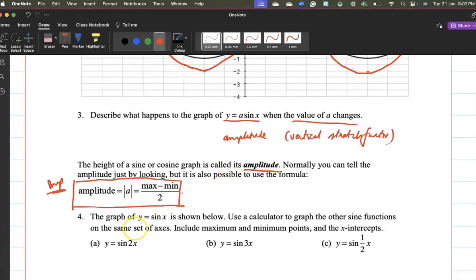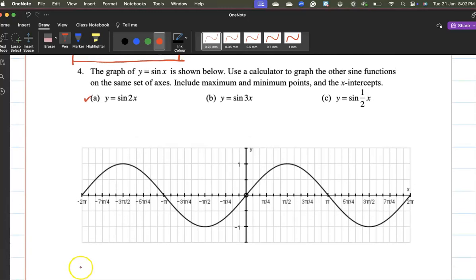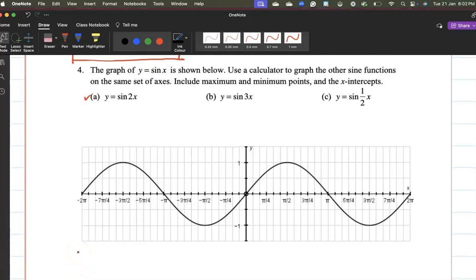Tell me the amplitude for 4A. What is the amplitude for 4A? Nothing in front of it, so the amplitude is 1. What is the amplitude of B? 1. Amplitude of C? 1. So all these graphs have the same amplitude. Now, what is getting affected is the period. This will affect the period of the graph.